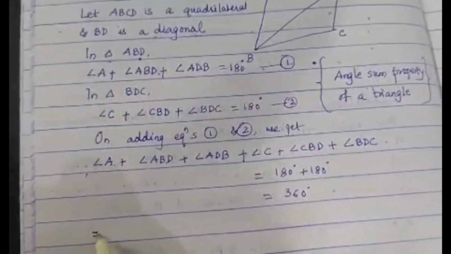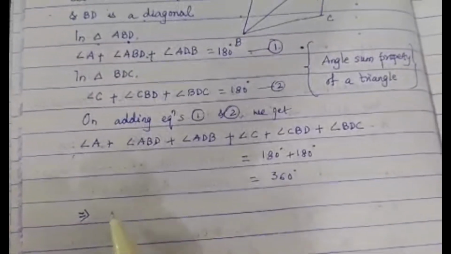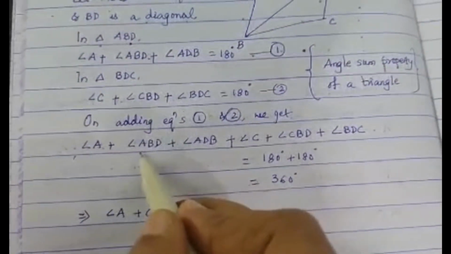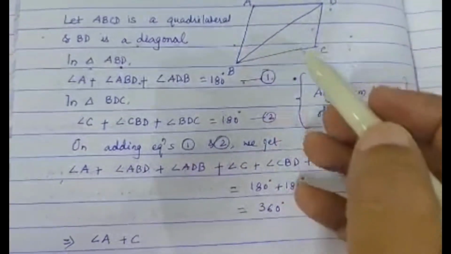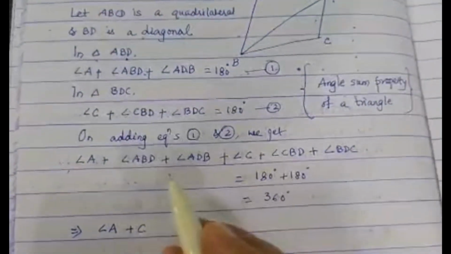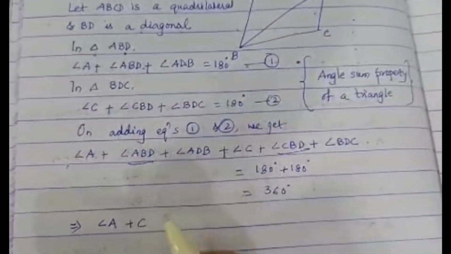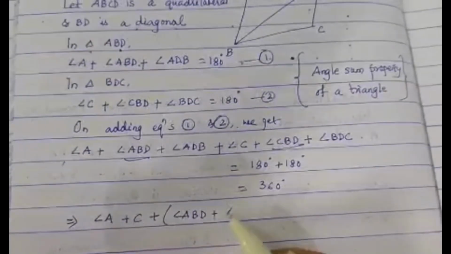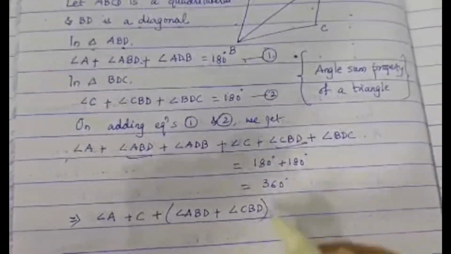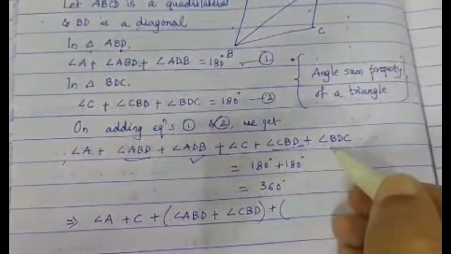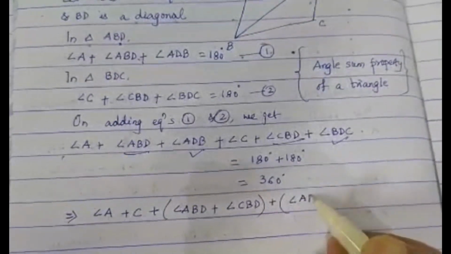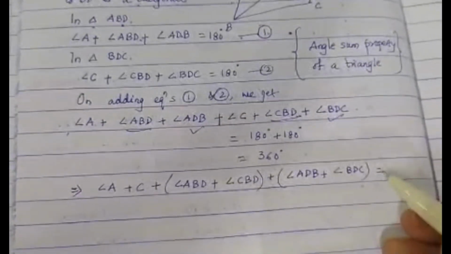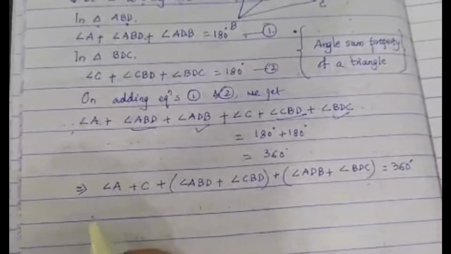Now we see what is on the left hand side. Angle A plus angle C we can write. Now we will take angle ABD and angle CBD, this one and this one, and club them together, plus angle ABD plus angle CBD. We can do like this, plus this and this, angle ADB plus angle BDC, that will be equal to 360 degrees. We can write like this.